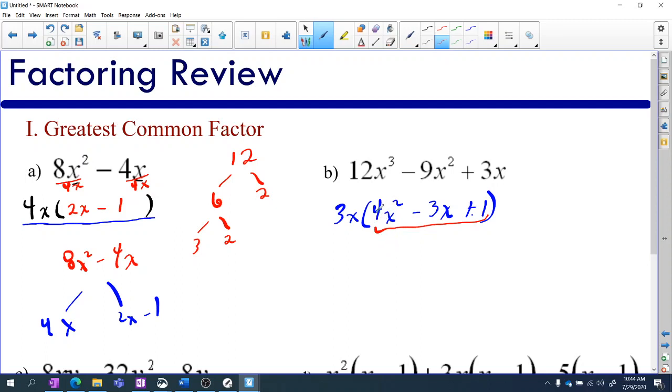This is called a hard trinomial. 4 times 1 is 4, and I've got a negative 3 in the middle. So I'd be looking for two numbers that give me a positive 4 when I multiply them, and the same two numbers when I add them give me negative 3. That's impossible, because the only way to get 4 is 4 and 1, both positive or both negative, or 2 and 2, both positive, both negative. Neither of those would give me a sum of negative 3. So this one's finished.